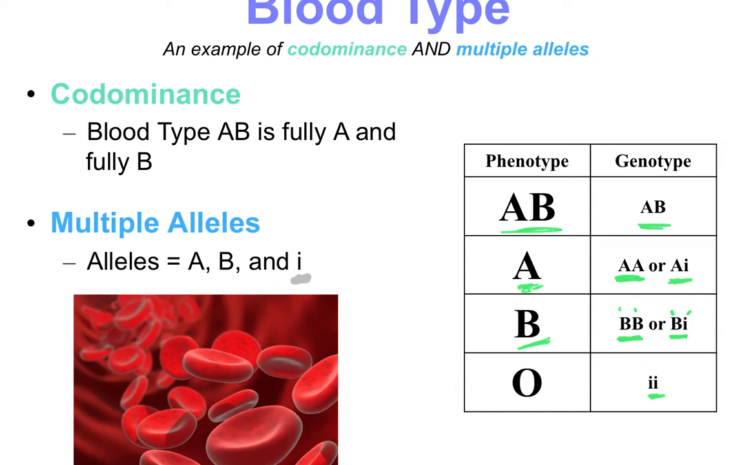So it's dominant in that all you need is one of the A's or the B's to be able to display A or B. If you have neither of those and you are recessive, little i, then you have type O blood. You can also have one of those and have type AB blood. So there's multiple alleles or multiple genes involved, different locations involved in your blood type.